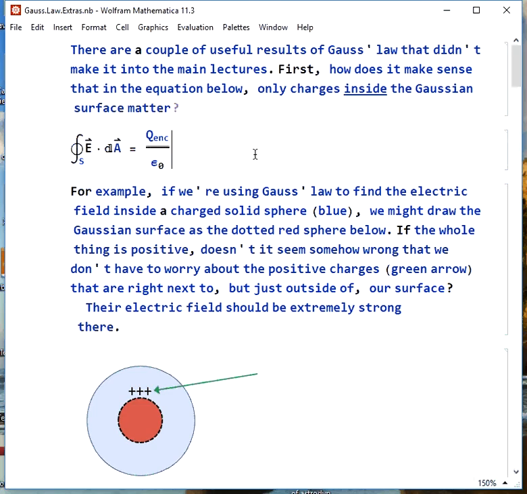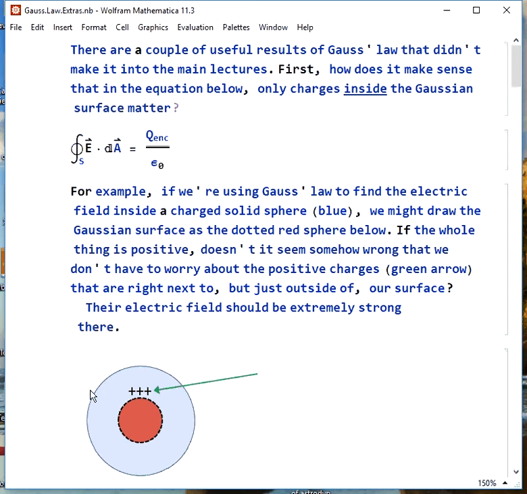There are a couple of things about Gauss's law that didn't make it into the lectures that I did put into class last week. So, first, how does it make sense that if we look at Gauss's law, the only thing that determines the flux is the charge enclosed in a surface rather than the charge outside?